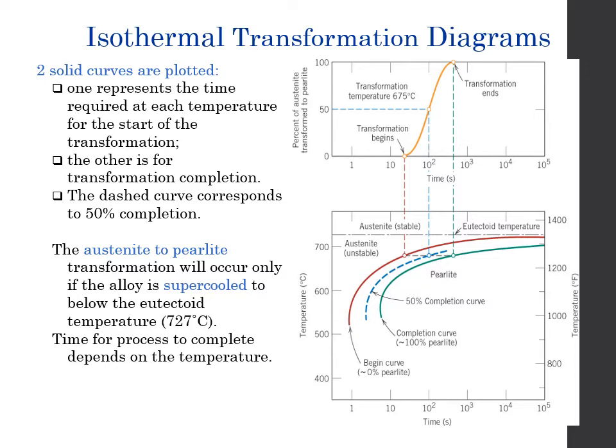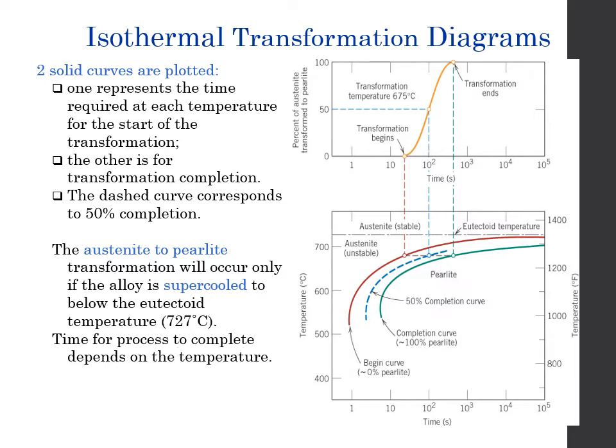So you have here 100% austenite, and then when it moves here, the austenite will begin to decrease and the pearlite will begin to increase, until it reaches this point where you have 50% austenite and 50% pearlite. As you move on to the right, in the green line, you will have 100% pearlite with 0% austenite. So that is how the isothermal transformation diagram is created.